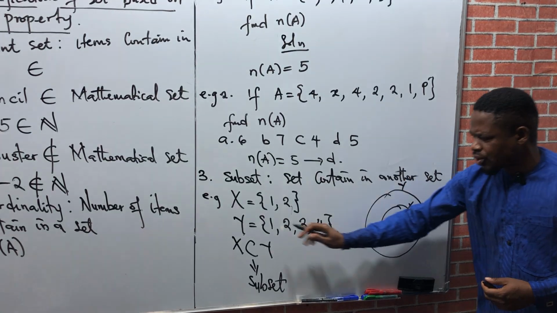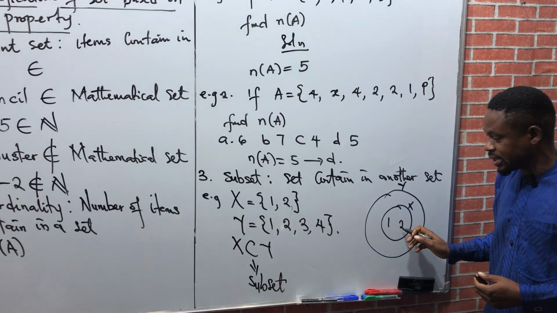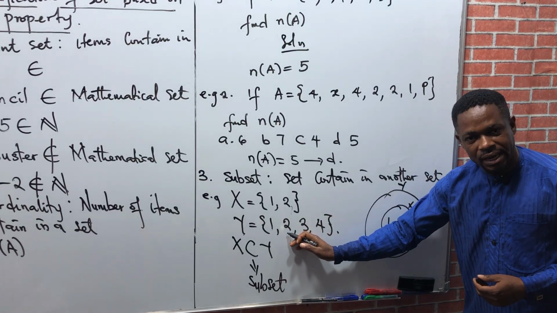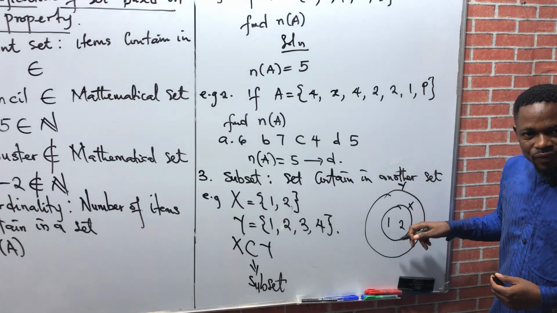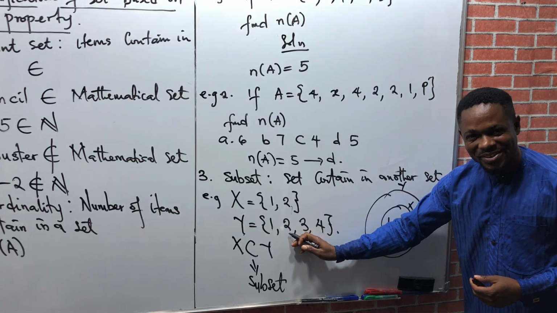Are you with me? So you ignore 1 because it's already there. I'll now move to the second element. The second element is what? 2. 2 is already inside the word father. You ignore 2. Are you there?